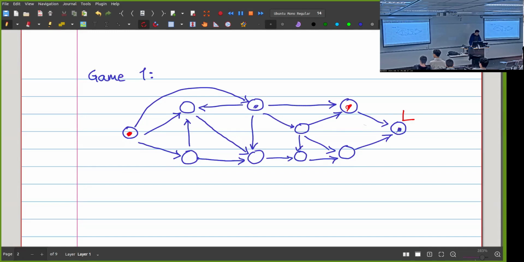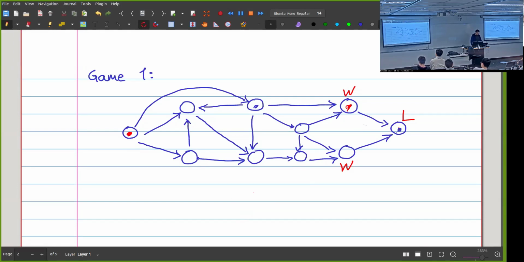Okay. Now, as soon as I have a losing state, any state that has an edge to the losing state is going to be a winning state, right? So if I'm here or here, I can always go to the losing state with one transition, and then my opponent is the one who's forced to lose, right? So this would be a winning state, and this would also be a winning state.